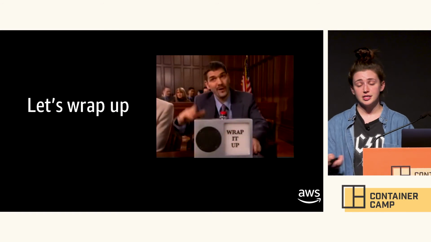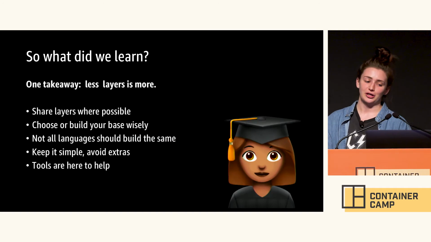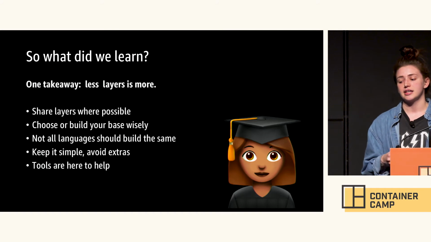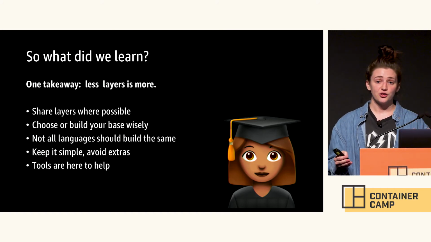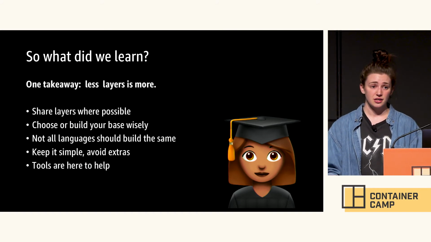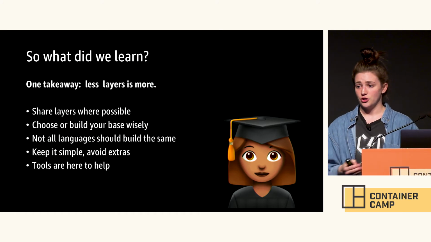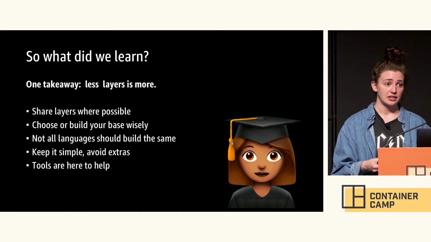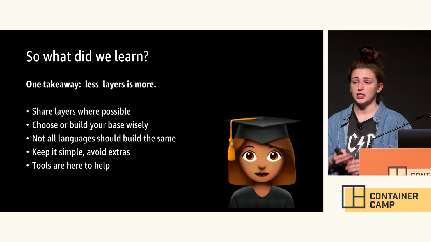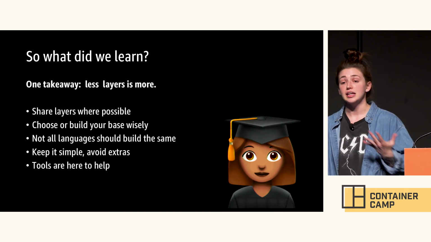So wrapping up, since I have promised to be exactly on time. What did we learn? If you took one takeaway out of this, it's that fewer layers is more, right? So share the layers where possible, use these base images where possible, choose your base wisely. It's a trade-off between using an image that's designed for your language, like the official Ruby image or a Python image, versus either building your own or using a shared base image, or using a minimal one and installing only the packages that you need.